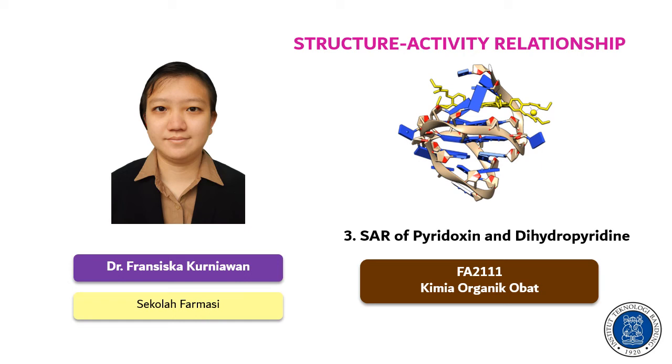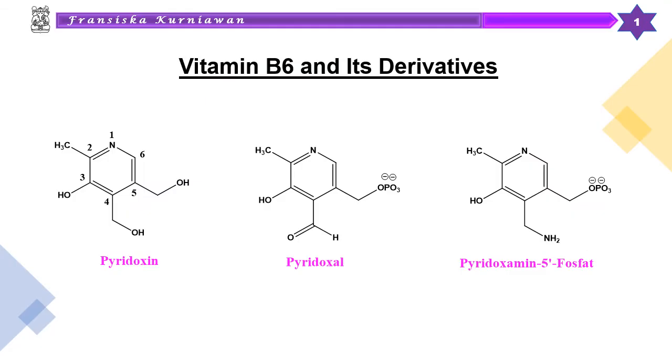So now we will see about the structure-activity relationship of the pyridoxine and also the dihydropyridine. So this is the structure of vitamin B6 and also its derivatives. As you can see here, we have a pyridoxine structure and it has some derivatives.